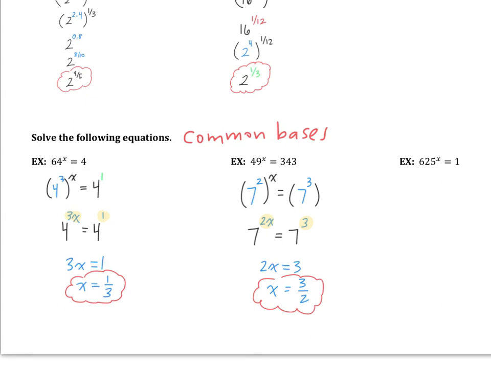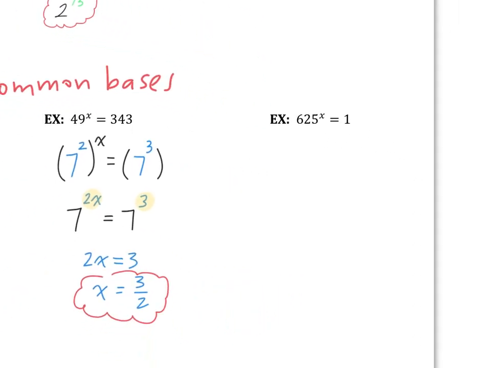Finally, let's take a look at this last example. 625 to the x equals 1. Well, we have to ask ourselves, are we ever going to get common bases between 625 and 1? Can we rewrite 625 as 1 to some power? No. So what does x have to be? When we take something and we raise it to the x power, and in the end we get 1, hopefully you recognize what x has to be. x has to be, drum roll please, 0 in order for that to work.